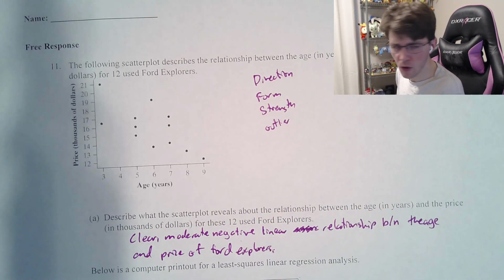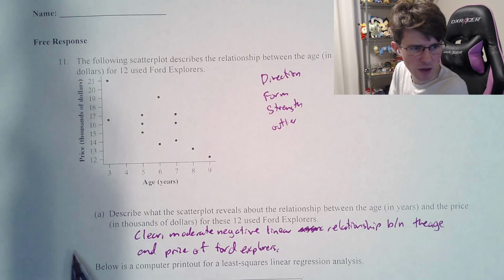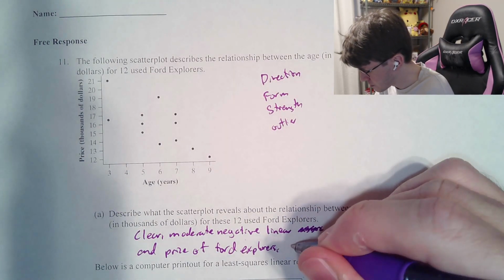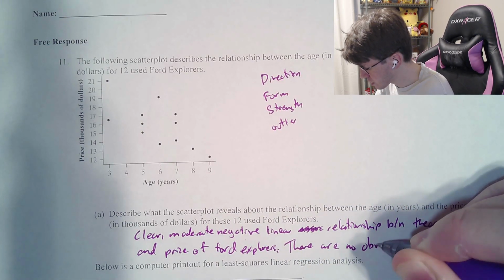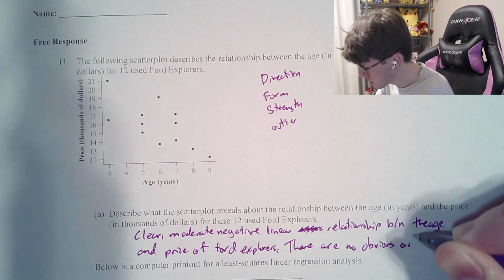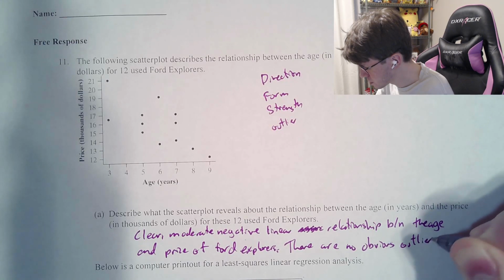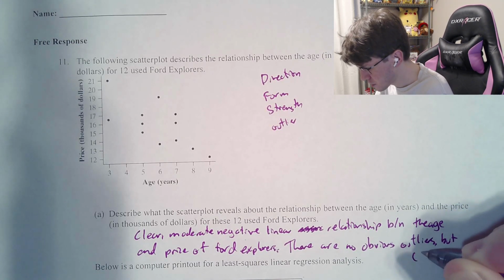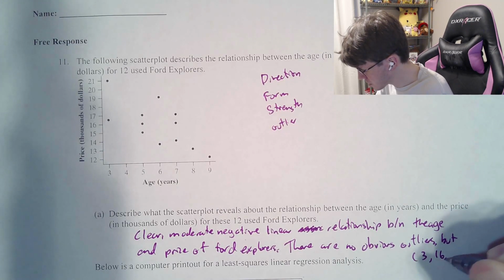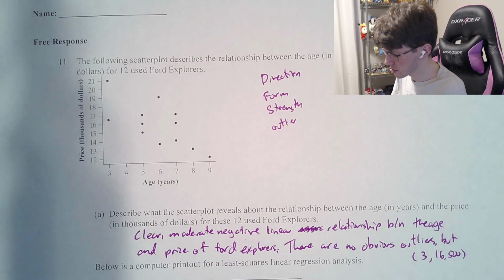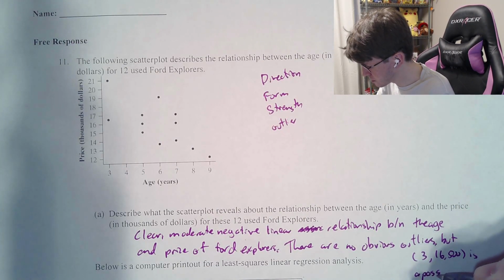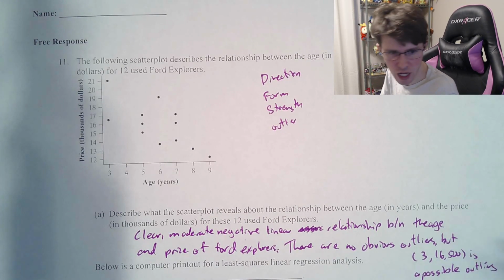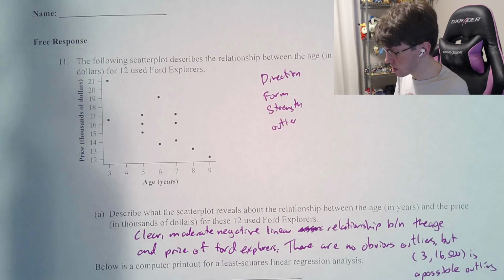In my opinion, there are no obvious outliers. However, you could say that 3,16 are possible. So you could say there are no obvious outliers, but 3,16,500, because that's in thousands of dollars, appears to be a possible outlier. You don't have to mention possible outliers, but it makes you sound better, in my opinion. So you should add that in when needed. All right, there we go.